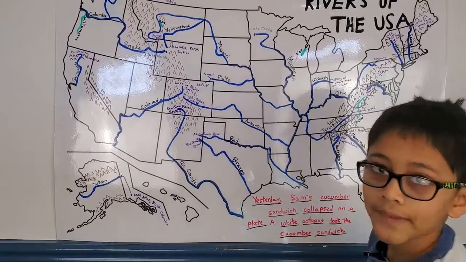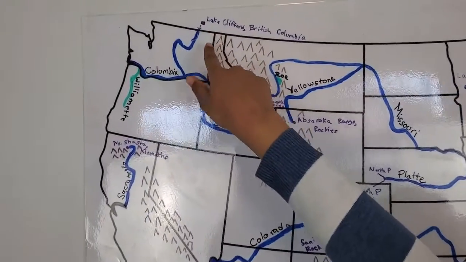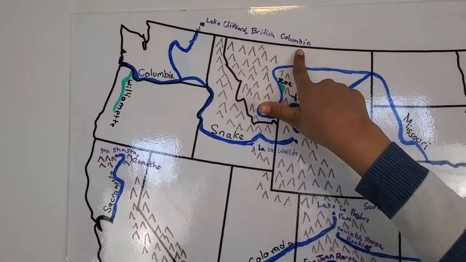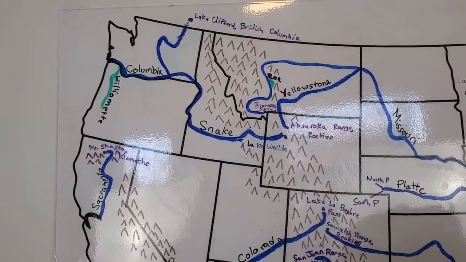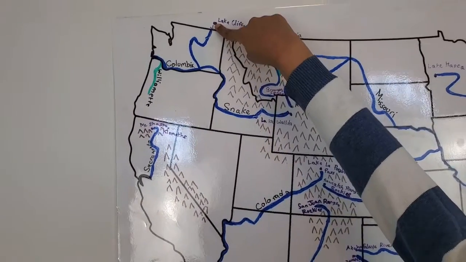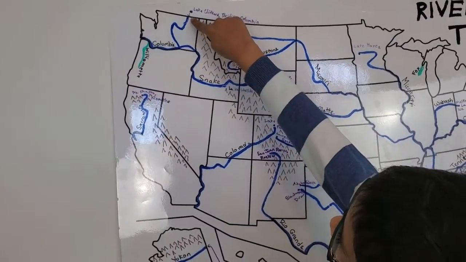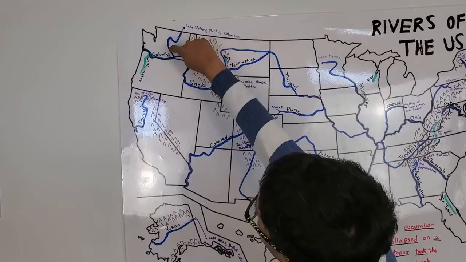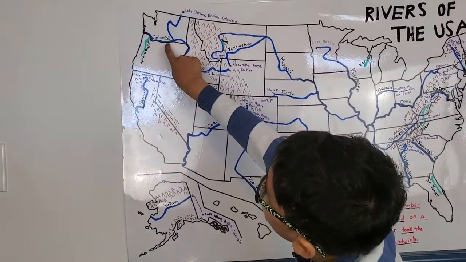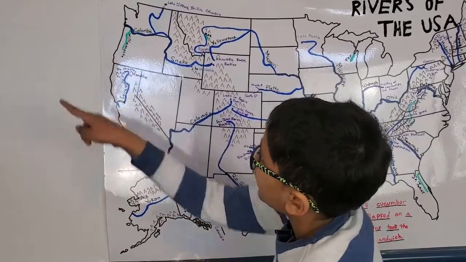We'll start with the Columbia River over here in Washington. So the Columbia River starts in Lake Clifford in British Columbia, which is a province in Canada. Lake Clifford isn't actually there. It's just so that I could fit it in the paper. So it flows through Washington and then forms a natural border between Washington and Oregon, and then empties out into the Pacific Ocean.